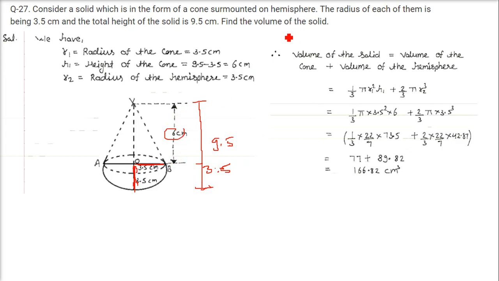We have to find the volume of this solid. So volume of this one, that is 1 by 3 pi r square h, plus volume of this one, that is 2 by 3 pi r cube. So the r is 3.5 for here. Height we just found out to be 6. 2 by 3 pi, again radius will be 3.5 whole cube. Just computed, it will be 166.82 centimeter cube.